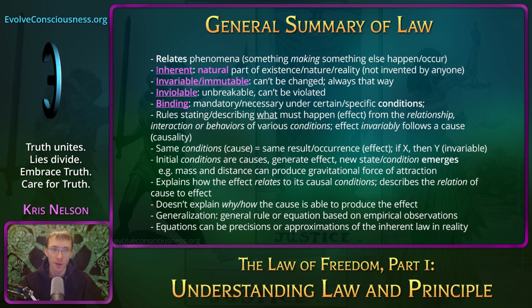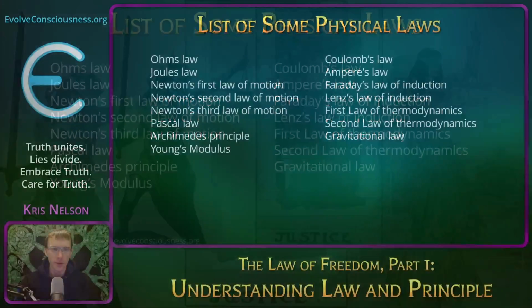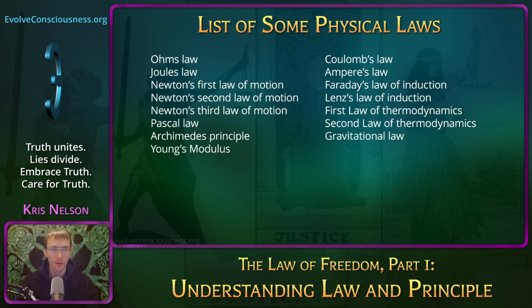It's a generalization, a general rule or equation based on empirical observations. Equations can be precisions or approximations of the inherent law in reality. And here is just a list of some physical laws to get an idea, if you want to go look at what these scientific physical laws are. There's more than this. Here's just some that I found on a site listing them. So you can take a look at that. I won't bother mentioning them.